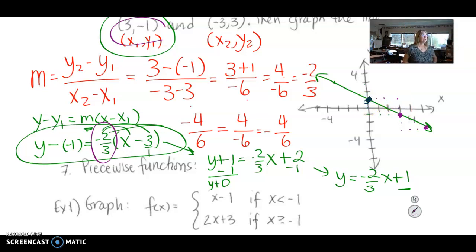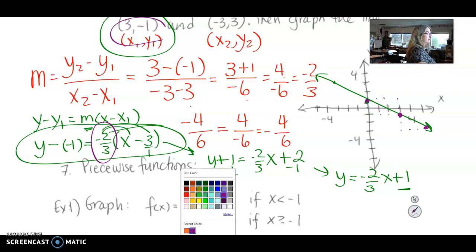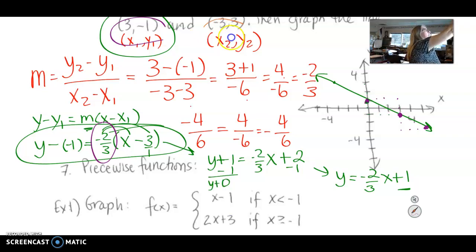It doesn't matter if you would have used the other point, negative 3, 3. If I go to negative 3, 3, that's that point right there. I could have used that point and then did the slope of negative 2/3, which would have brought me to this other point, and I'd still have that same exact line.